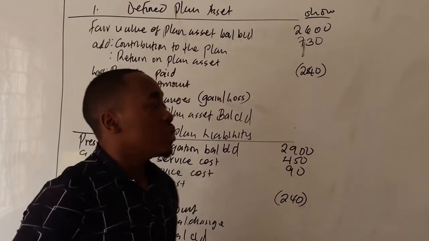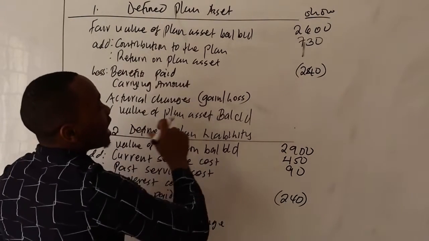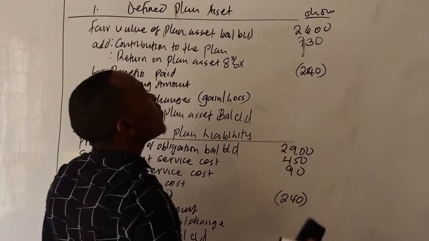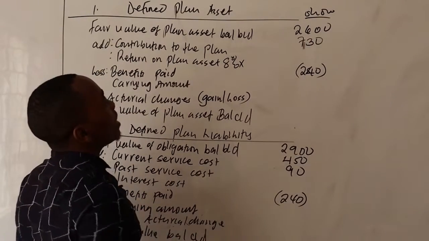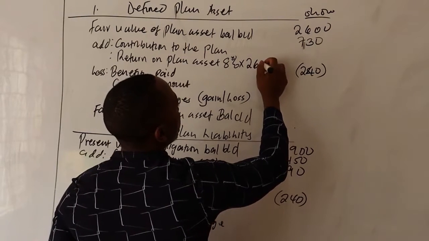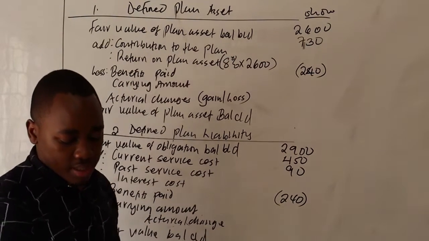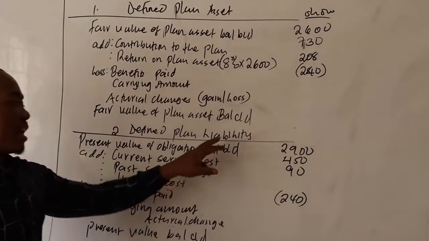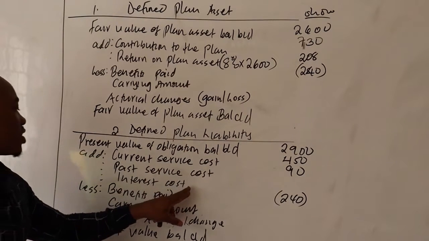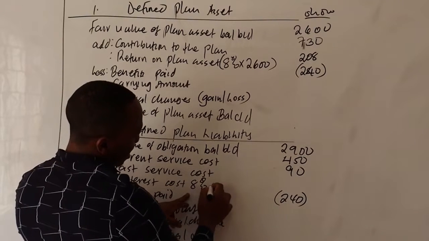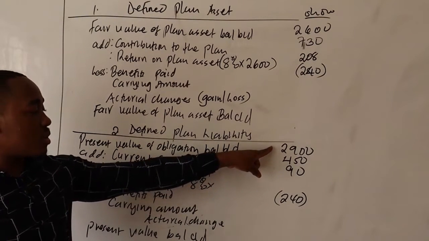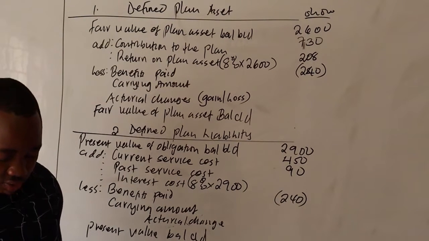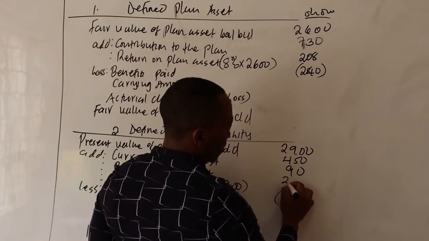So how do we use the interest rate? So now, return on plan asset, you take 8%. If you invest, you'll get an interest of 8%. So you take 8% of the balance brought down. So how much was the balance brought down? For the asset, the balance brought down was 2.6. So how much is that? You get an amount of 208. The same for the liability. For the liability, we have the interest cost. For interest cost, you take 8% of the obligation balance brought down, which was 2,900. And what do we have there? In that case, we'll have an amount of 232.